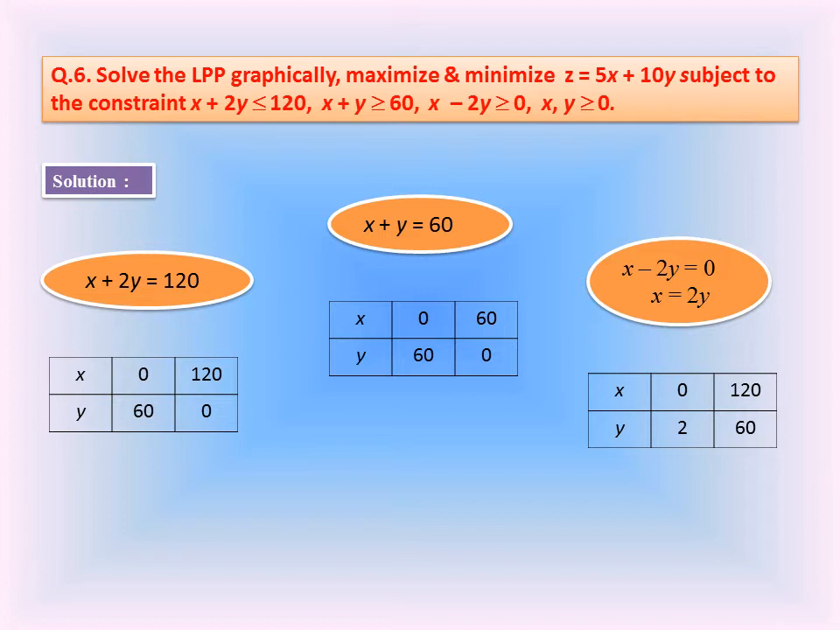To check the common region, we can consider a point which is not lying on the line, that is, considering any arbitrary point, when x equal to 120 and y is 60.